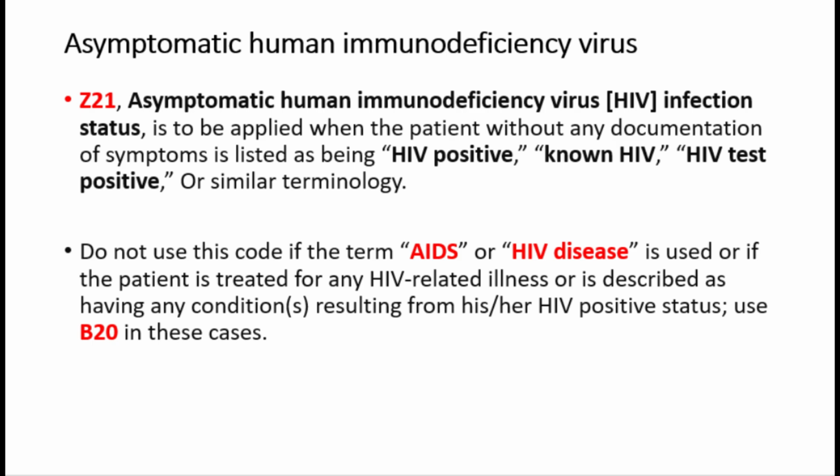Z21, asymptomatic human immunodeficiency virus infection status, is to be applied when the patient without any documentation of symptoms is listed as being HIV positive, known HIV, HIV test positive, or similar terminology. Do not use this code if the term AIDS or HIV disease is used or if the patient is treated for any HIV-related illness or is described as having any conditions resulting from his or her HIV-positive status. Use B20 in these cases.